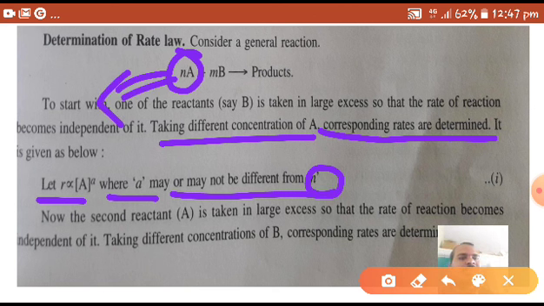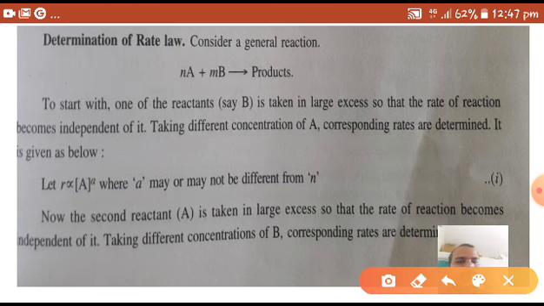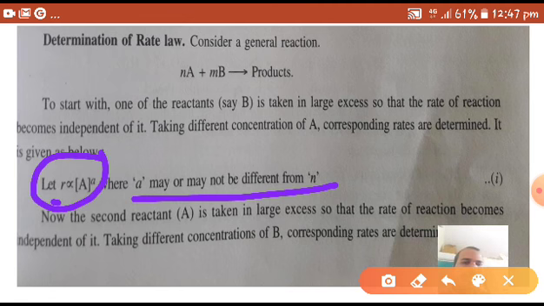The number of moles of A is n. But the experimentally determined order with respect to A may be equal to n or may not be equal to n. With respect to A, this is the rate of the reaction.